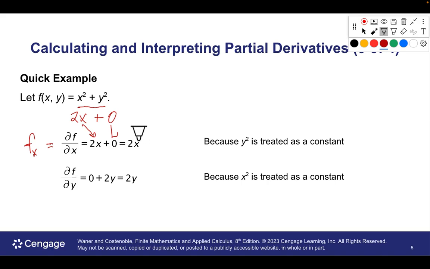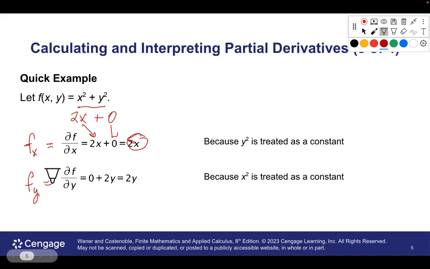And that's that part there. So the partial with respect to x is just 2x. Notice how I treat y as a constant; I'm really working with just one variable at a time. Okay. When I take the partial with respect to y, I'm going to put the little y down there.